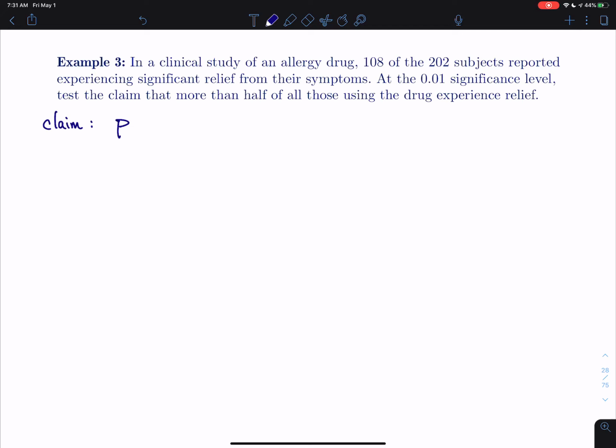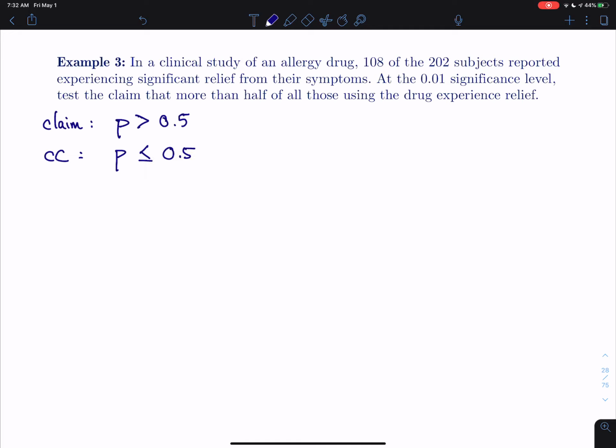Test the claim that more than half, that means greater than half. We're not going to write 1/2 because we want to use decimals in this topic. So more than half would translate to p greater than 0.5, and that would be my original claim. My counterclaim, the opposing statement, would be less than or equal to 0.5.